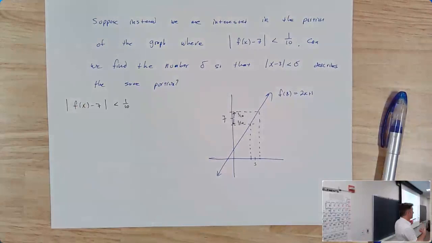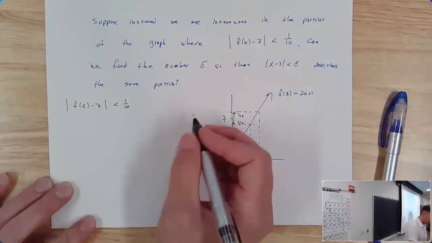And we're going to do the same exact work. This is really often the process where you start with the thing you want and you work to get the thing you need. You're always starting with the difference between f of x and its limit less than some small number. And you're trying to figure out what the difference between x and the value x is approaching needs to be less than. So plug in our function.